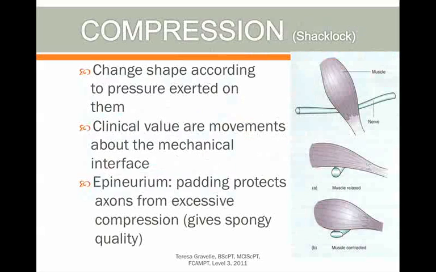The third mechanical event is compression. Compression allows the nerve to change shape according to the pressure exerted on it. The clinical values are movements about a mechanical interface. The epineurium provides the padding to protect the axons from excessive compression and gives them their spongy quality.